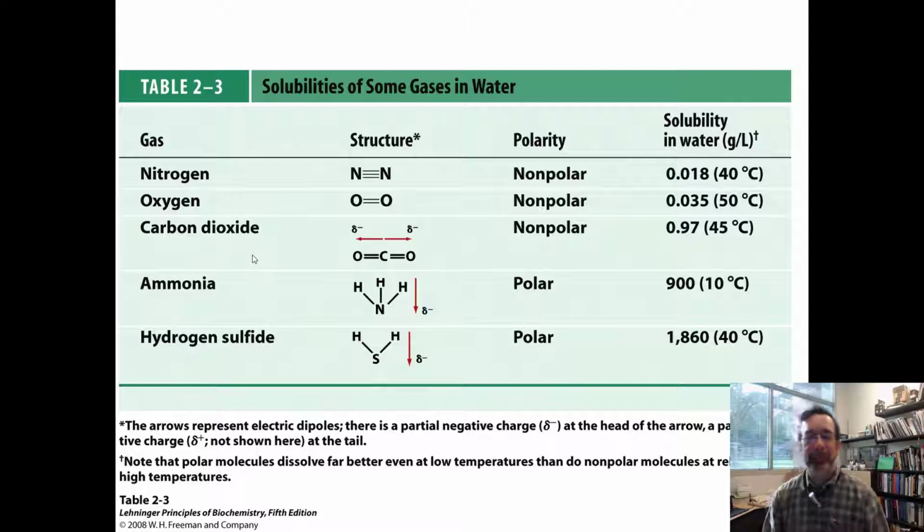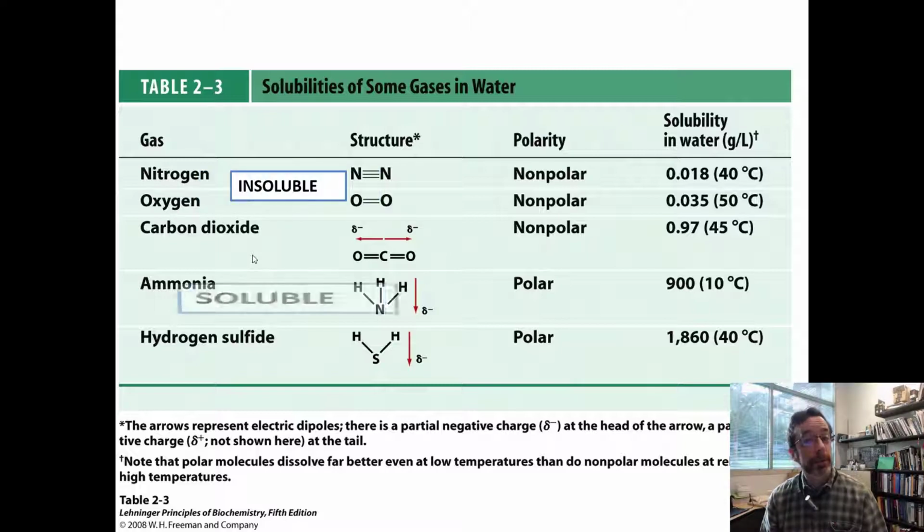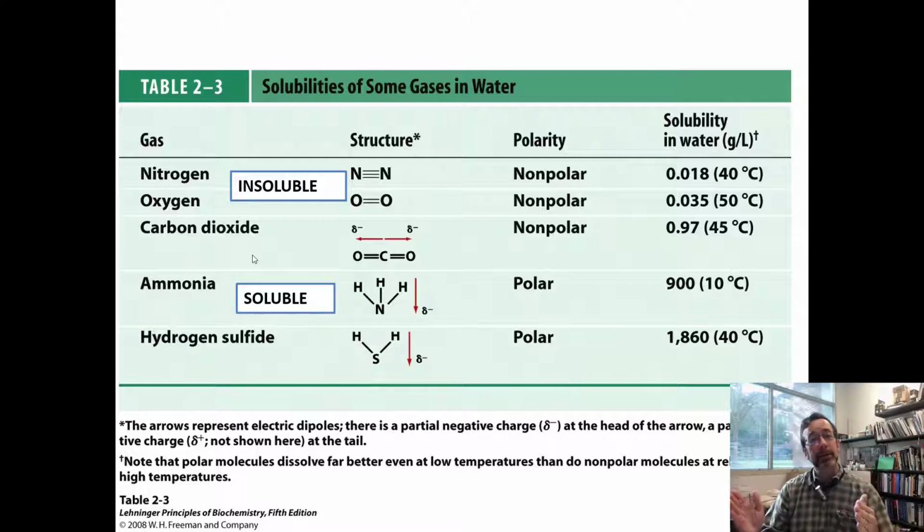Right now I just want to explain why oxygen does not dissolve well in water, because the O2 molecule is non-polar. So these are insoluble, but something that is polar, like water, has an unbalanced sharing of electrons. Those are soluble.